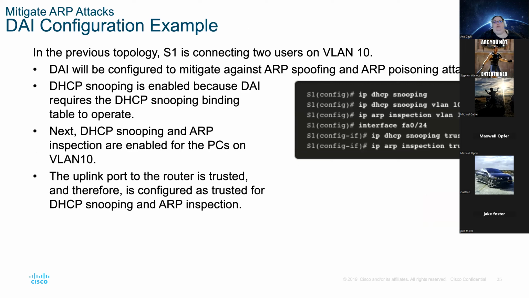So in the previous topology, S1 is connecting to 2 users on VLAN 10. DAI will be configured to mitigate against ARP spoofing and ARP poisoning attacks. DHCP snooping is enabled because DAI requires the DHCP snooping binding table to operate. Next, DHCP snooping and ARP inspection are enabled for PCs on VLAN 10. The uplink port to the router is trusted and therefore is configured as trusted for DHCP snooping and ARP inspection. So you'll see the little commands out there on the example.